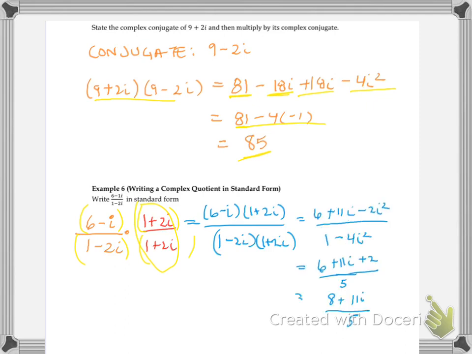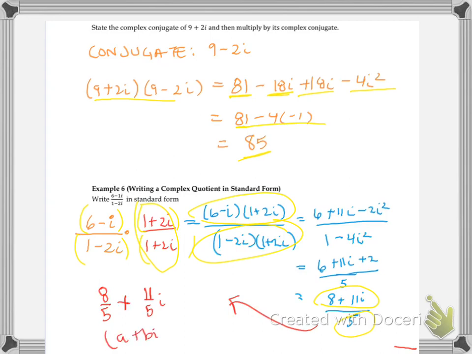All right, we're back. And so hopefully once you multiply the numerator, you end up with 8 plus 11i, and the denominator equals 5. So what that tells us is, in standard form, we can write this as 8/5, which is our a part, plus 11/5 times i. So hence a plus bi form.